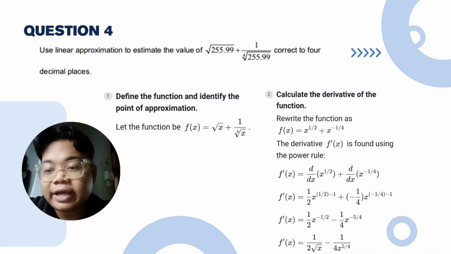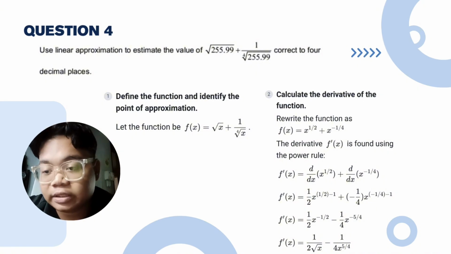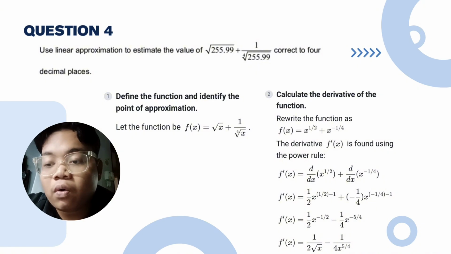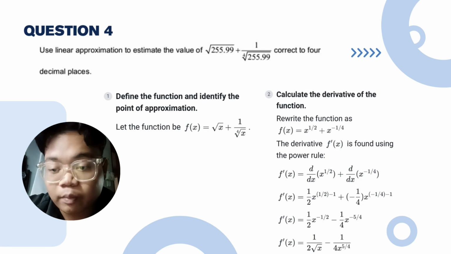For step 3, we are going to evaluate the function and its derivative at the chosen point, where s equals 256. The square root of 256 equals 16, and the fourth root of 256 equals 4. So f of 256 equals square root of 256 plus 1 over the fourth root of 256, which is 16 plus 1 over 4, equals 16 plus 0.25, where the answer is 16.25.